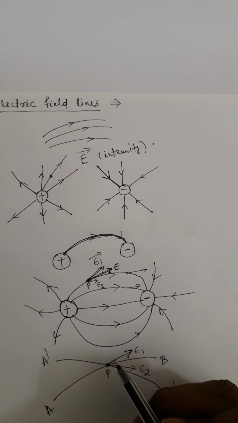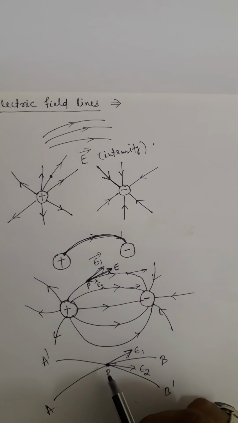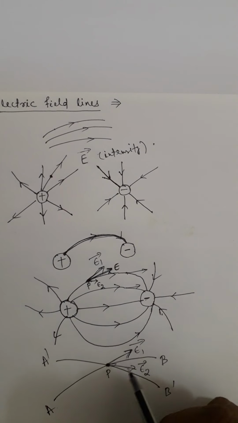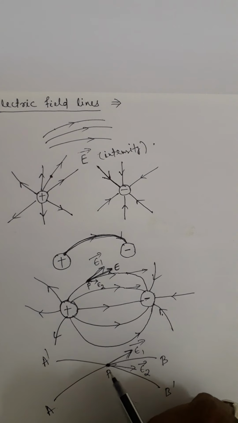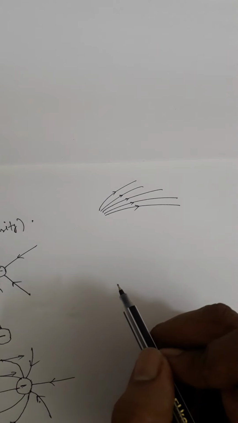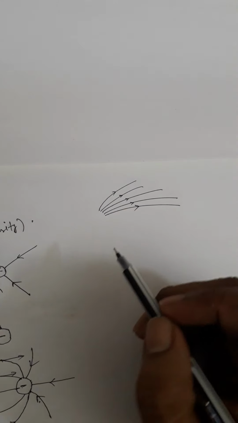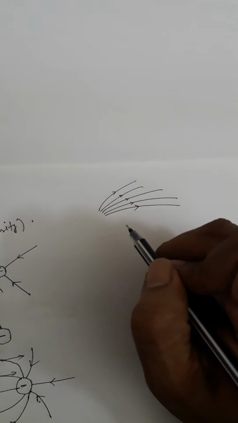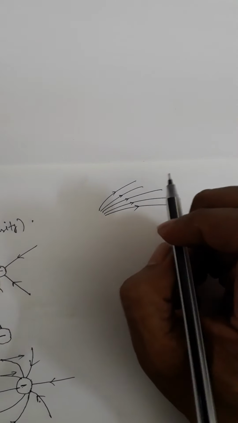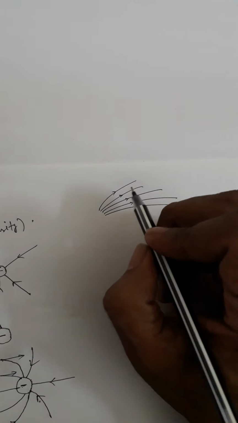So there will be possibility of two electric field intensities E1 and E2 at this point P, which is impossible. Hence, two lines of force never intersect each other. The fourth property is the number of lines of force per unit area is proportional to magnitude of electric field.